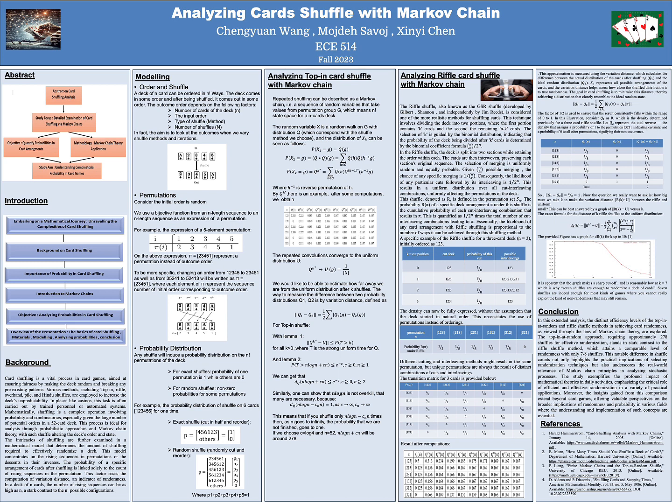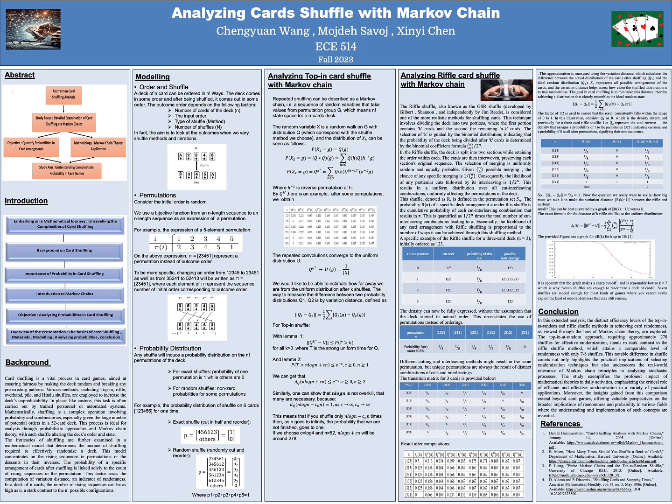Now the work left is to estimate how far we are from that uniform stationary distribution after k shuffles. The way to measure the difference between two probability distributions Q1 and Q2 is by variation distance, defined as the diagram shows. Hence, what we are looking for is the value of k which makes the variation distance of Q to the k and the uniform distribution close to 0.